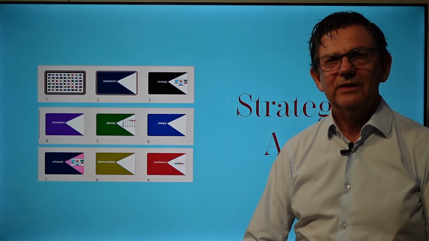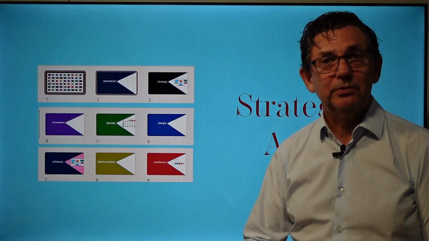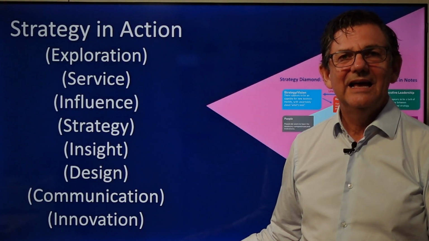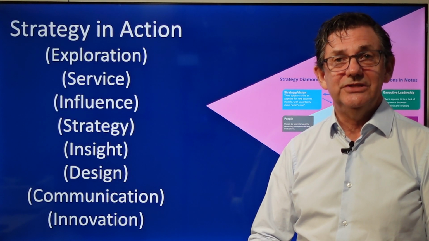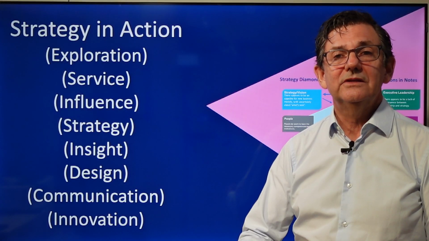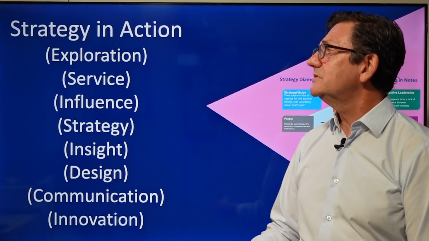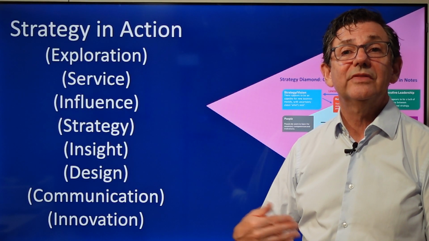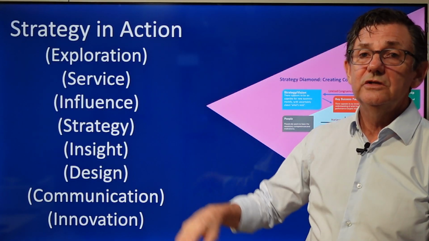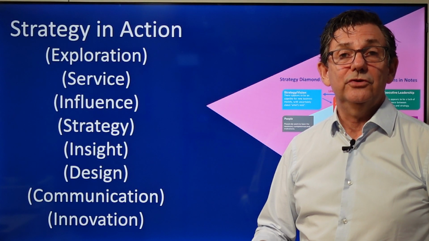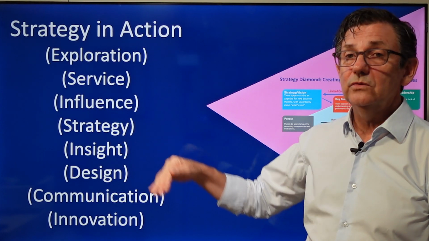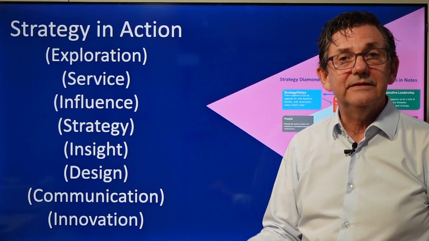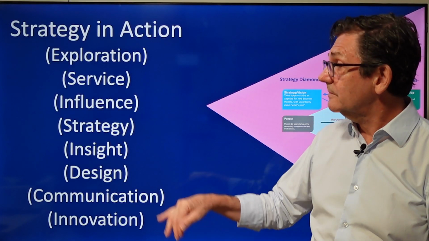Strategy is everywhere. Strategy in action infers process, intent, and outcomes. To create and deliver strategy, I think there are 8 underlying elements that we want to consider. So exploration, this is the curiosity, making sense of context, thinking about what's happening around us. Service is the delivery of value, so creating and delivering value. Influence, that's the why. Why does this matter? And how do we actually communicate that to the players in any kind of system?